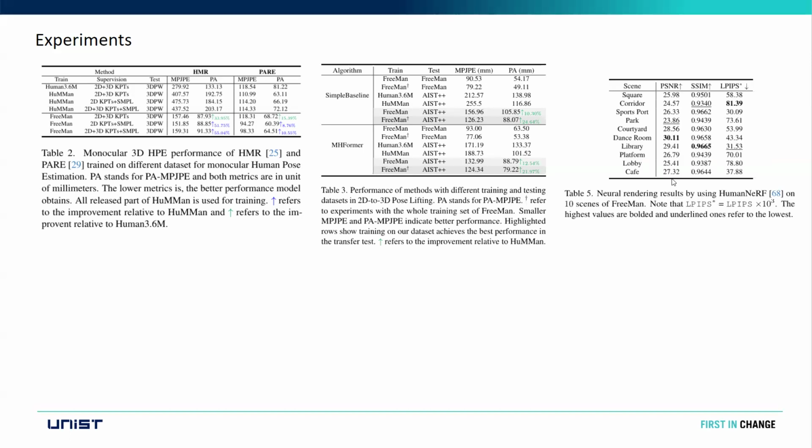And lastly, we do neural rendering. They use just HumanNeRF to train on 10 scenes of FreeMan, and they find the results here. If you see the results, the PSNR, SSIM and LPIPS results are pretty good compared to the previous datasets. So it means that this data can be used for neural rendering. So it can be applied for neural rendering as well. So yeah, that's all.